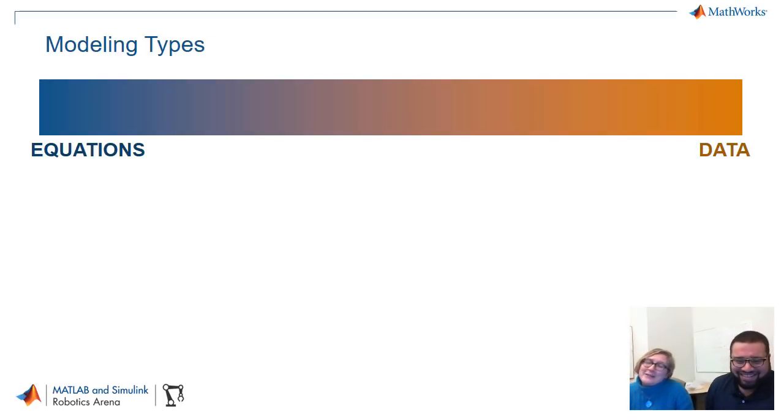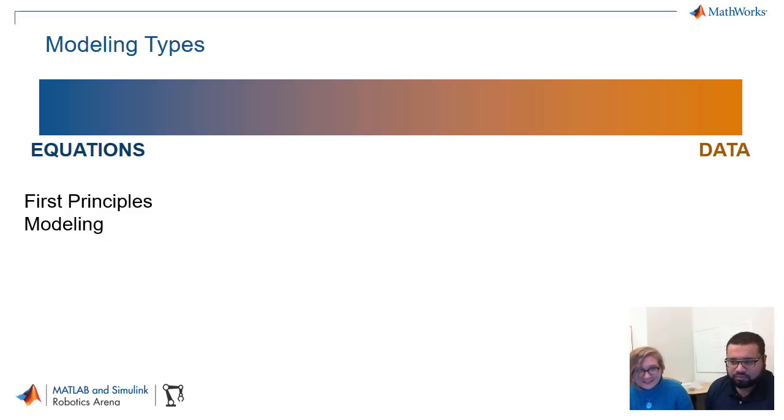All right, but speaking about modeling in general, you can put all modeling types on a spectrum, starting from very much equation-based modeling to data-driven modeling. Ideally, if you have a really simple system, you can just write out the equations and you know exactly what's going on. So that would be first principles modeling. But that doesn't happen that often because systems tend to be complex and you might not know the details.